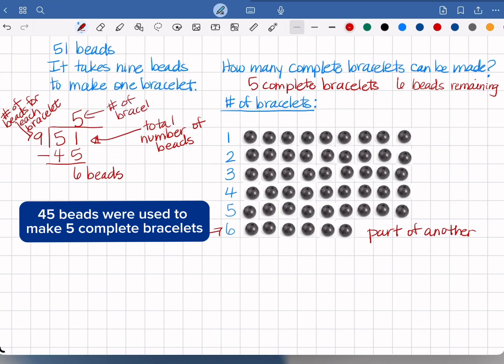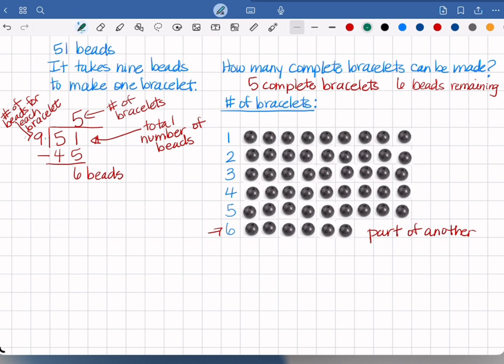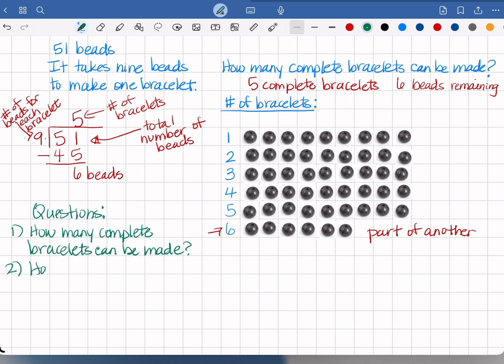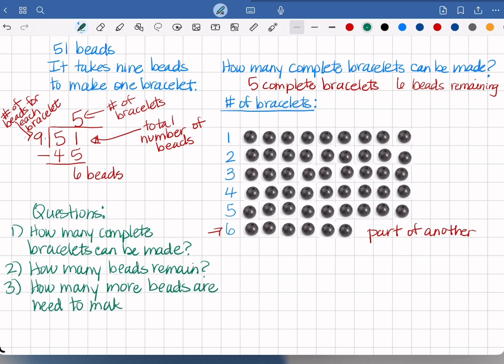Questioning is also important here to students. So we want to make sure that we're practicing asking them the questions so that they're able to interpret the division throughout these problems. So the question that we've asked here is how many complete bracelets can be made. So that's, of course, the first one. How many beads remain? How do you know how many beads remain? And how many more beads are needed to complete 6 bracelets? How do you know these things? The interpretation all along the way.